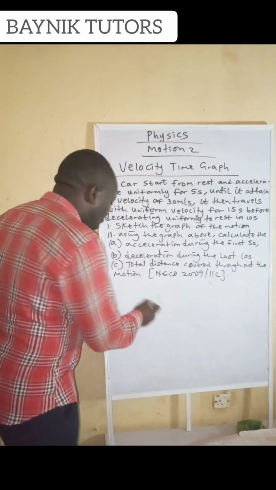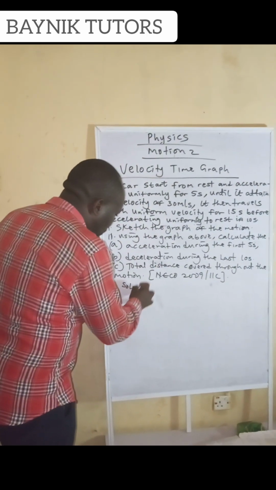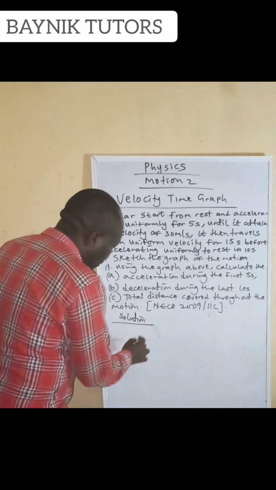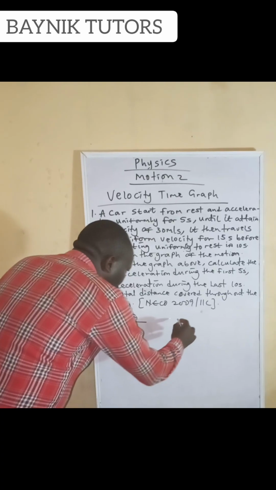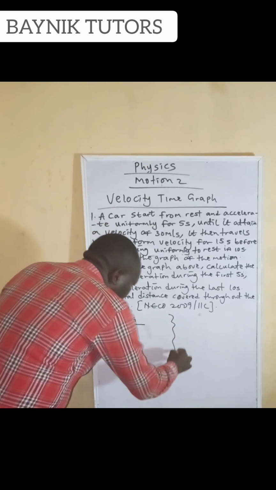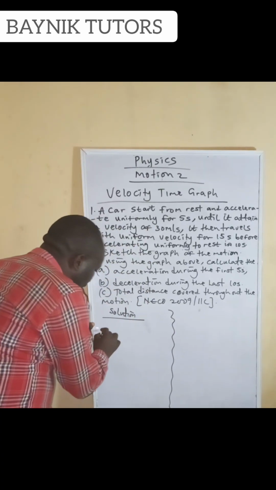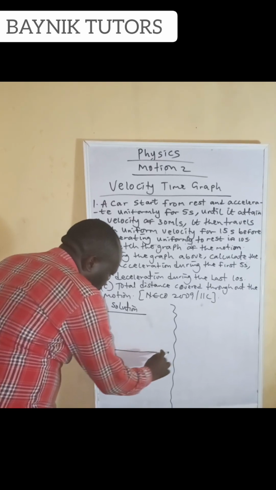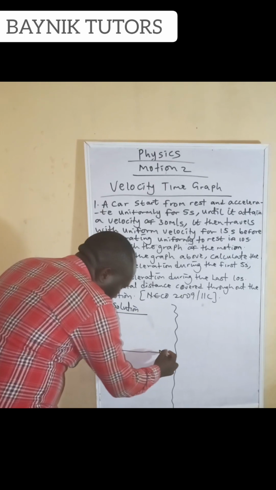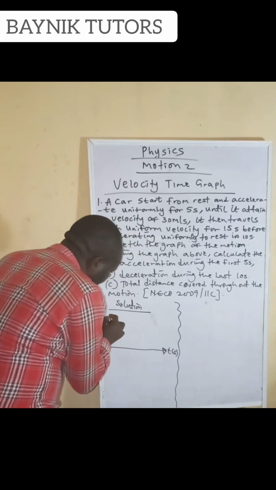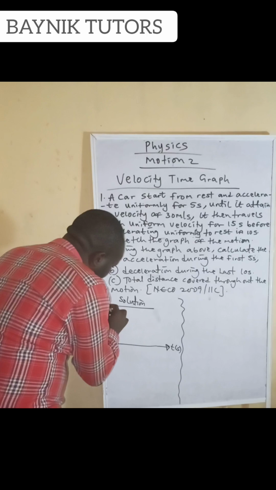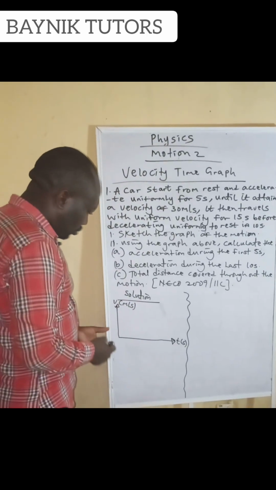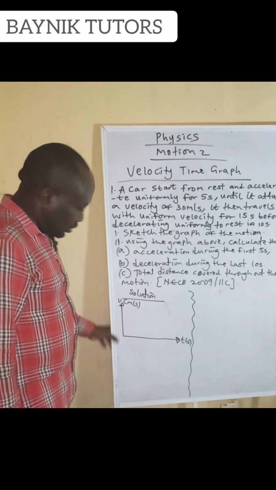So here in our solution, we'll draw our velocity-time graph like this. This is time on the horizontal. This is velocity in meters per second on the vertical. So that's how it's going to be: velocity vertical, time in seconds.